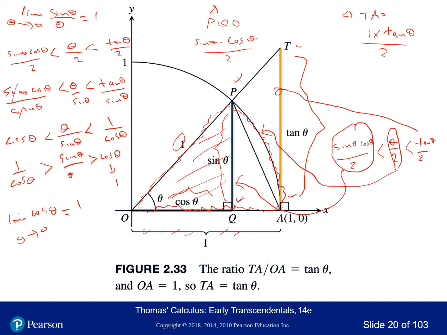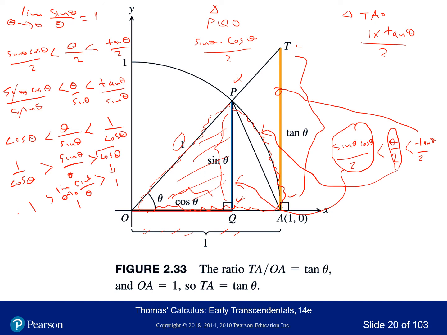Okay, and in the middle, we're just going to put the limit as theta goes to 0 of sine theta over theta. That's in the middle. And then on the other side, we're going to put 1, because we just proved that the limit of cosine theta equals 1. So 1 over the limit of cosine theta will give us 1.